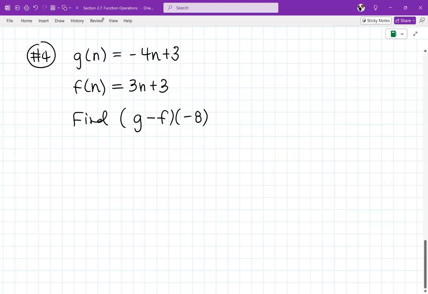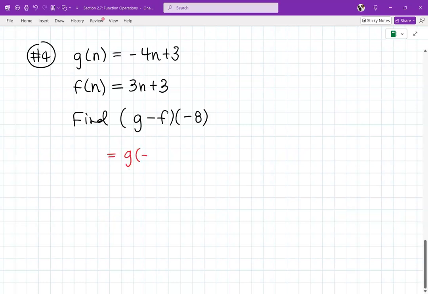For this one, they want me to do g minus f of -8. So they want g minus f of -8. What I know is I have to do g of -8 and f of -8, right? Because if it was g minus f of n, I would write g of n minus f of n. But they want me to plug in a -8. So for me, this is going to turn into this.